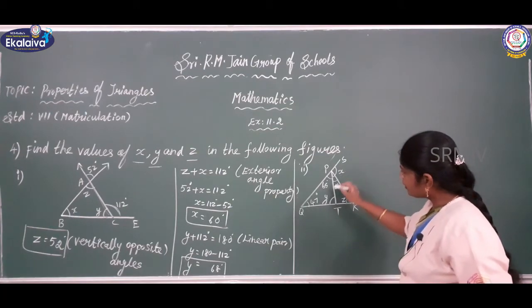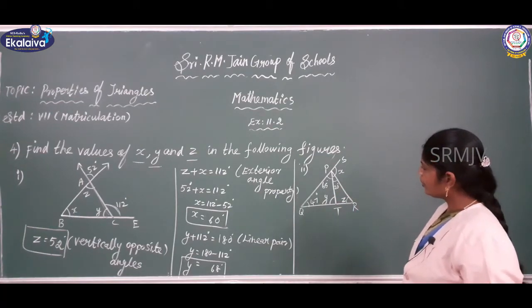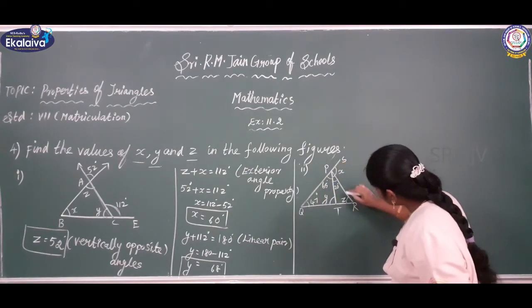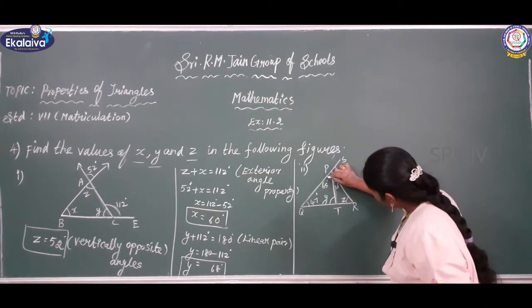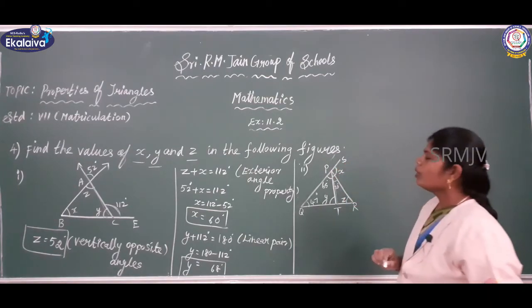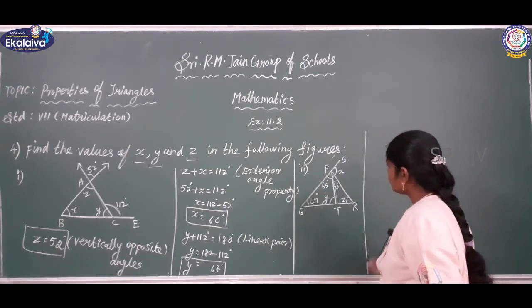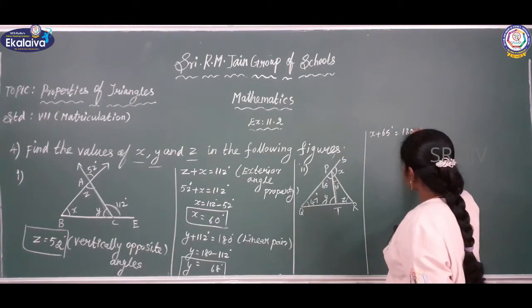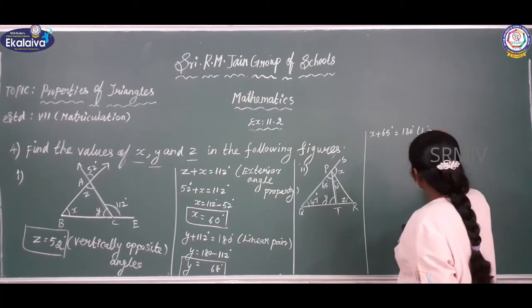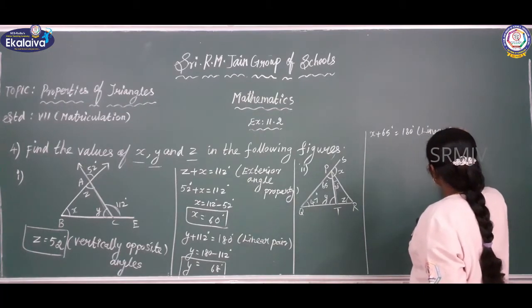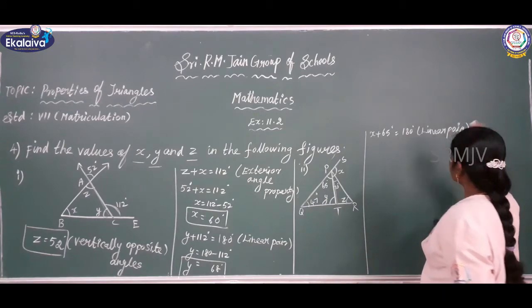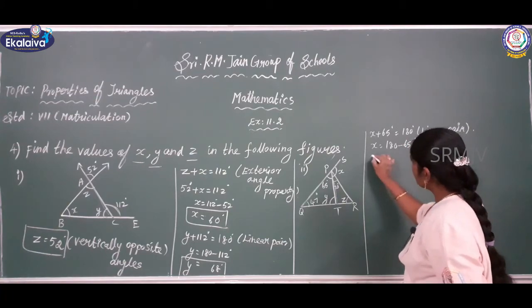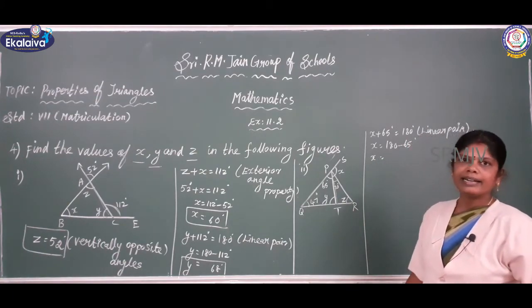Here also we need to find out the value of x, y and z. Look at here, the straight line. One ray is passing through here, this ray. When we add these two angles, we will get 180 degrees because of linear pair. So x plus 65 degrees equals 180 degrees. We are using the linear pair concept. So x equals 180 minus 65. When we subtract this, what will you get, children? 115 degrees.